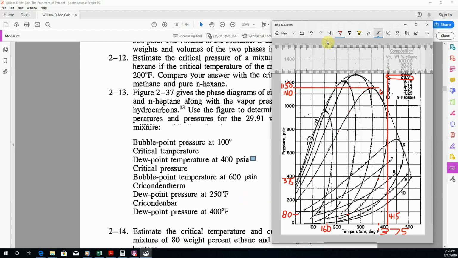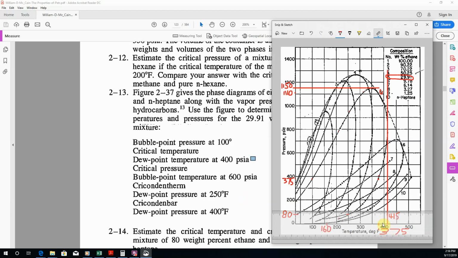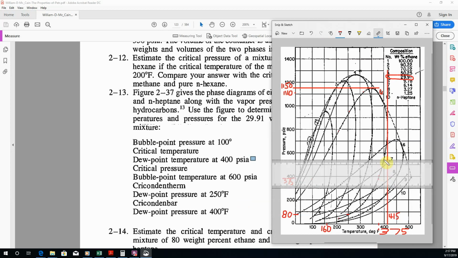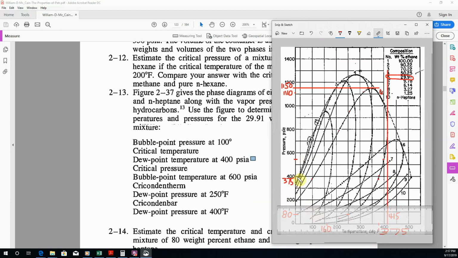Dew point pressure at 400 Fahrenheit. So here's our 400 Fahrenheit line. Dew point is on the right side. Where does it cross? It crosses right in here somewhere, right? There's where the curve crosses. Maybe about there. That looks to be about 500, maybe 550. Let's say 550.